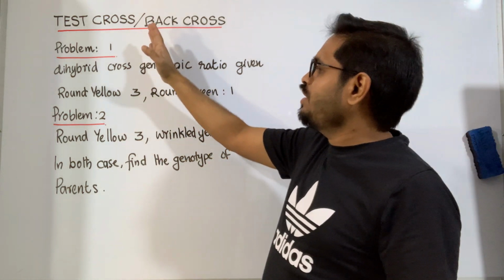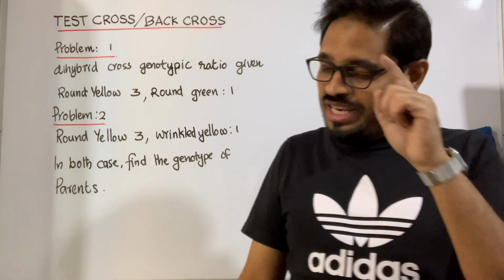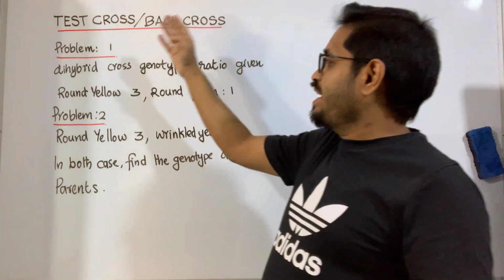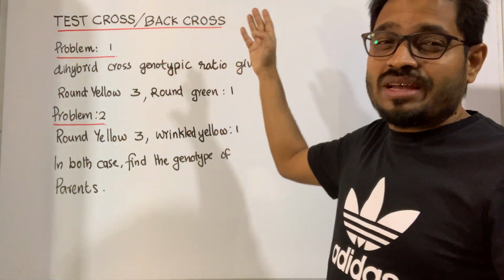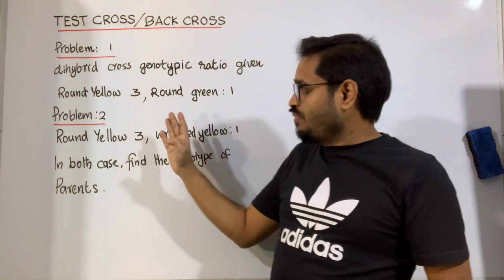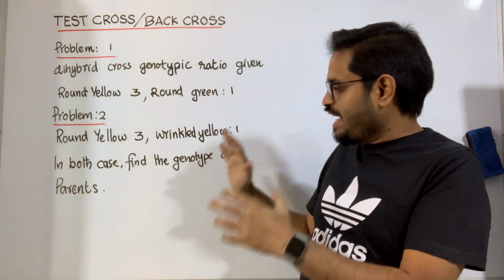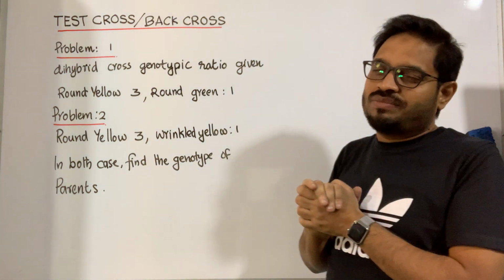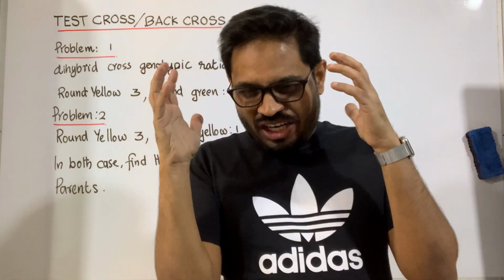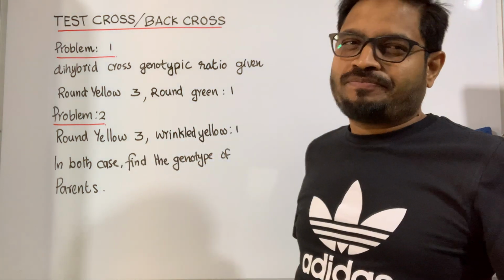We have to cover three major things in today's discussion. Number one, what is a test cross, otherwise called a back cross? Number two, we are supposed to solve two problems which look almost alike, but exactly how to solve such problems? Before getting into the topic, let me give an idea what the questions are basically asking us.